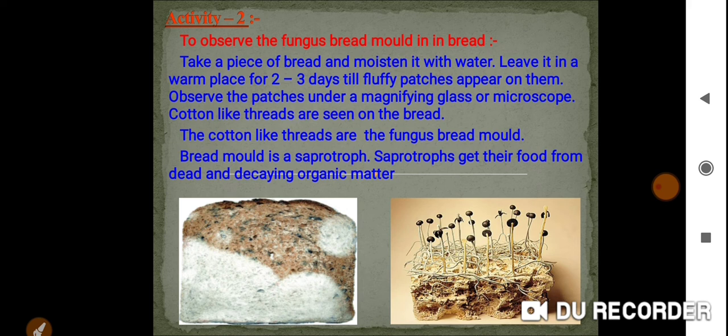So the fungus appears on the bread, and the bread mold and the fungus are playing a saprotrophic relationship. That is, saprotropes get their food from dead and decaying organic matter. The saprotrope here, acting as bread mold, gets its food by growing on dead and decaying organic matter.